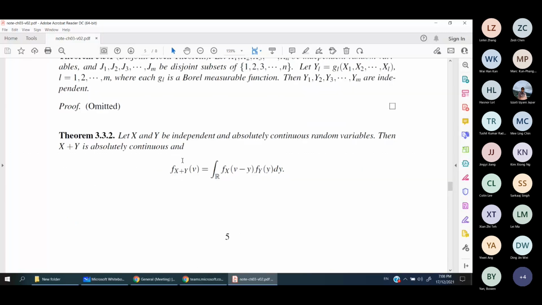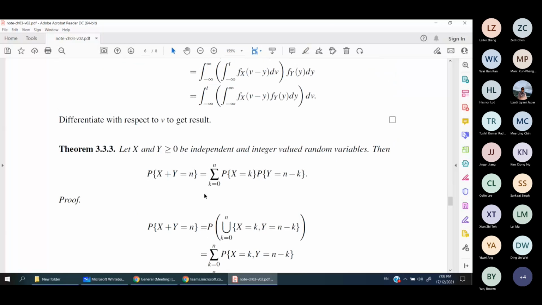So we have already discussed these 2 formulas. This is the formula to compute the density function for X plus Y if X, Y are independent random variables. We look at 2 different cases. Case number 1 is when they are absolutely continuous, and we have this formula. The other case is when they are independent and discrete valued. To make it easy, we consider X, Y positive. So the formula will be this.